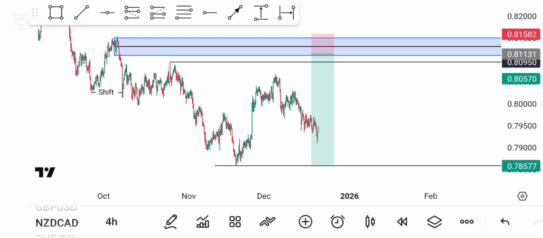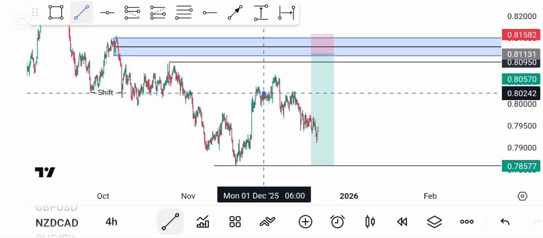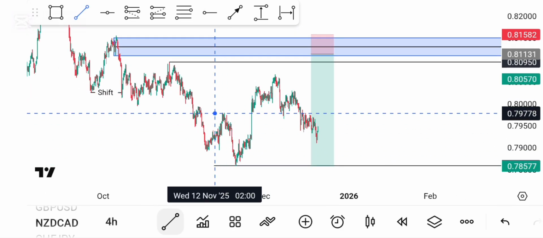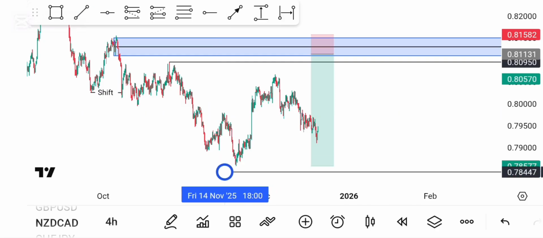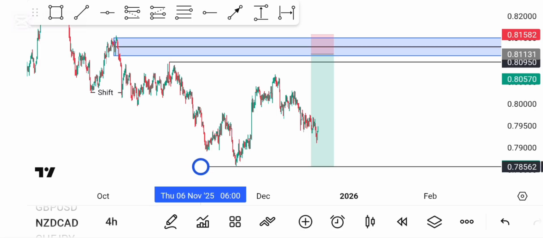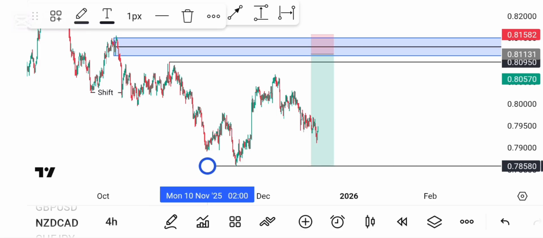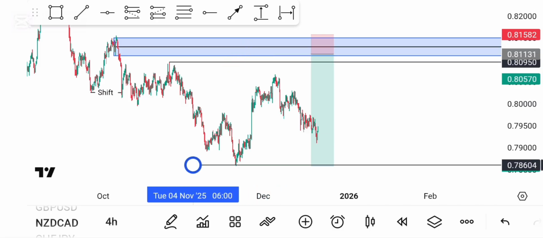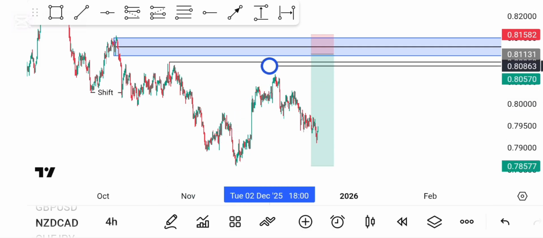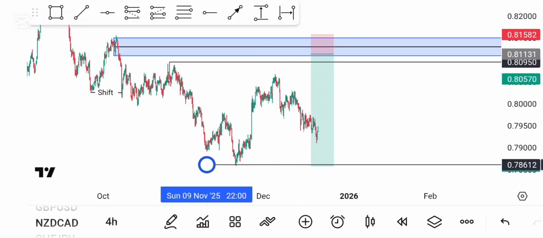I want this market to take out this low. I want this low to be out. So once this low is out, then I'll know I'm targeting this place. I want it to come to this place. So I need this low to be out. Once this low is out, then I'll be targeting this liquidity and this POI. So that was my expectation.